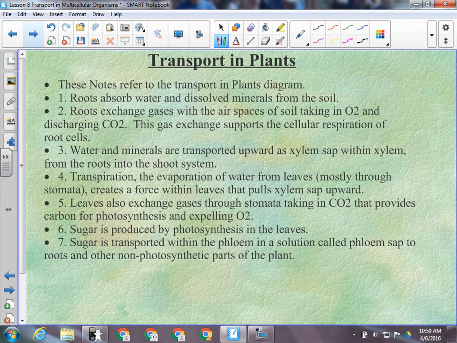Yeah, if you put dye in the water, the water gets up into the petals and changes the color.